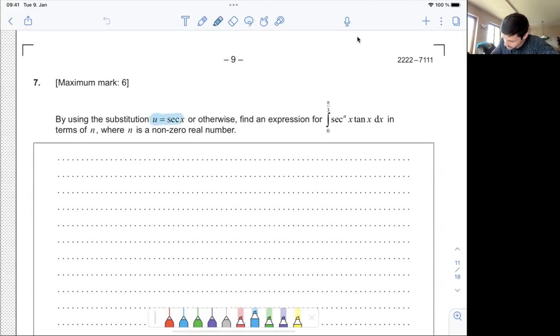So let's highlight this idea of using this u substitution. We're going to have to rewrite our definite integral here in terms of u, and then integrate it with respect to u as well.